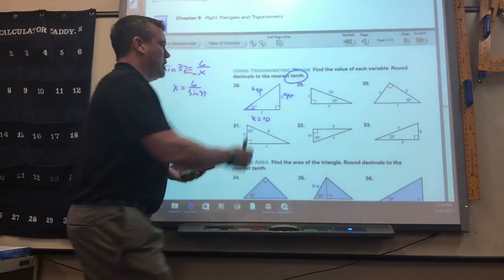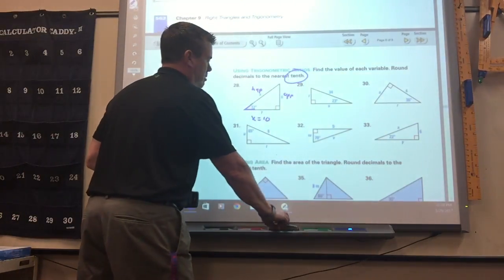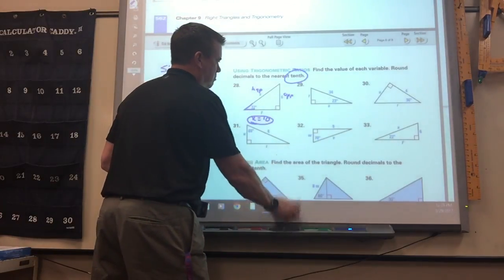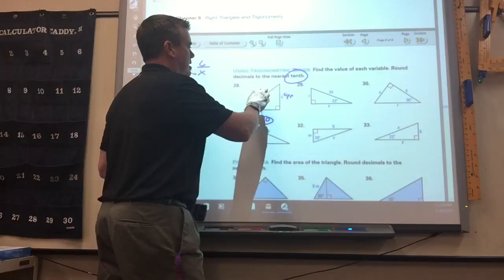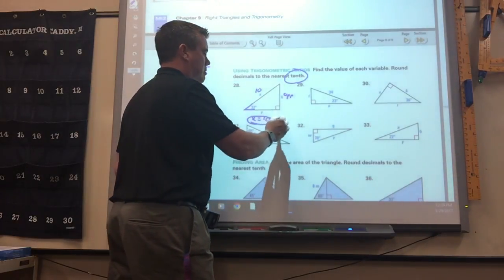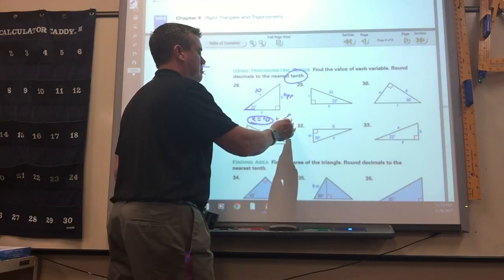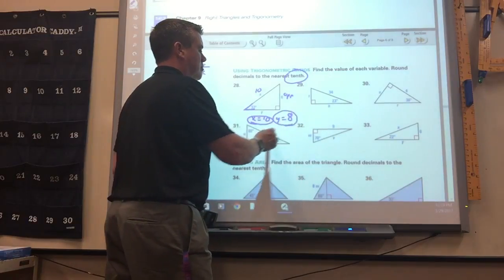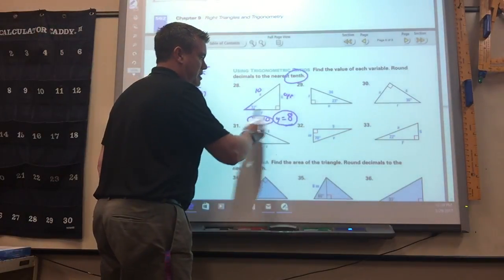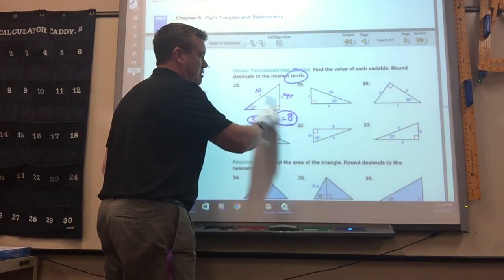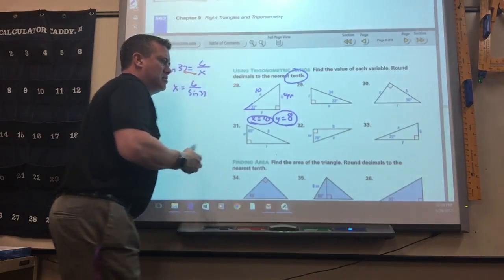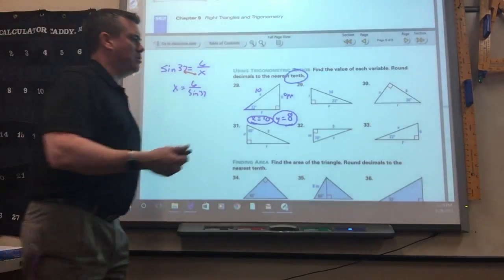Once you have that, can you use the Pythagorean theorem? That's the quickest way to find the third one. Wait, I thought we found the hypotenuse. We did. I just put x underneath here. So this is 10, so you'd go 10 squared minus 6 squared, and square root. 8. So remember, when you do the Pythagorean theorem, if it's a leg you're looking for, you square them and subtract them and square root. If it's a hypotenuse you're looking for, you square them and add them and square root it.